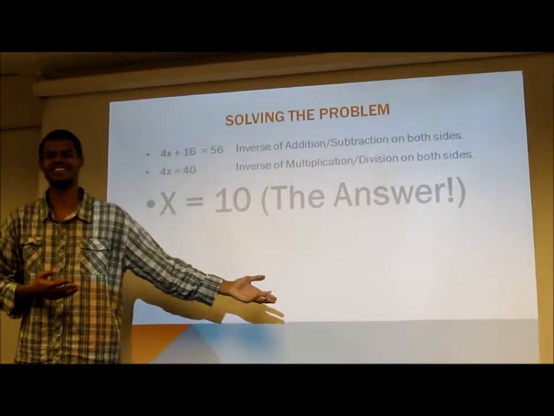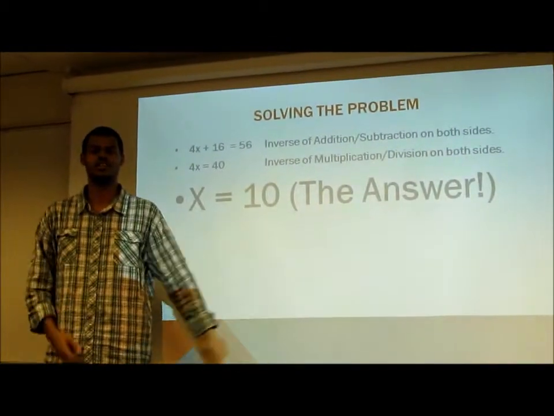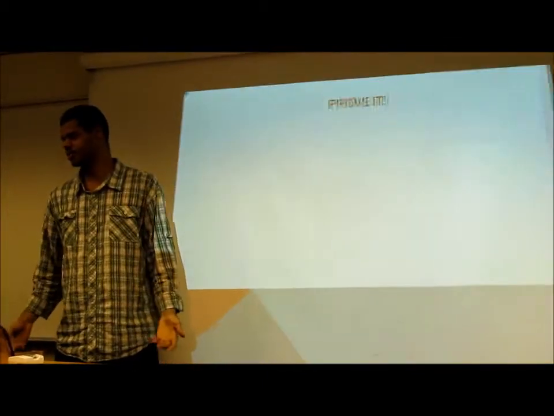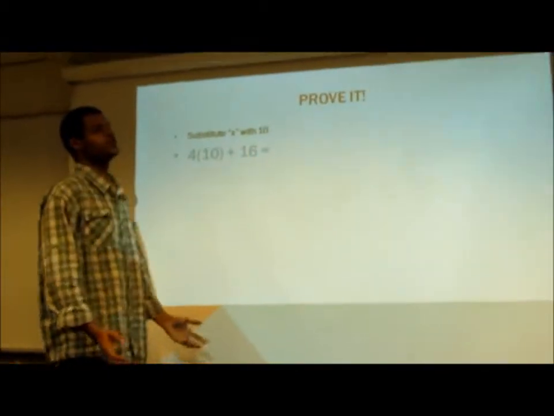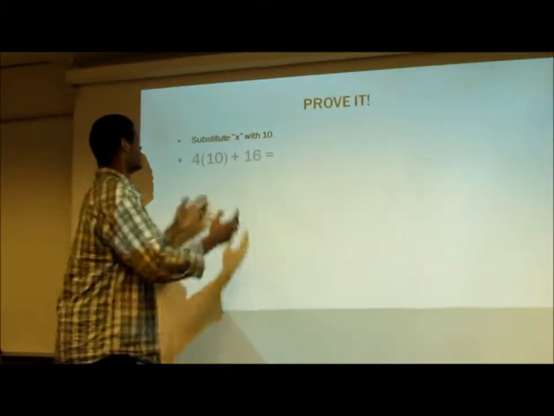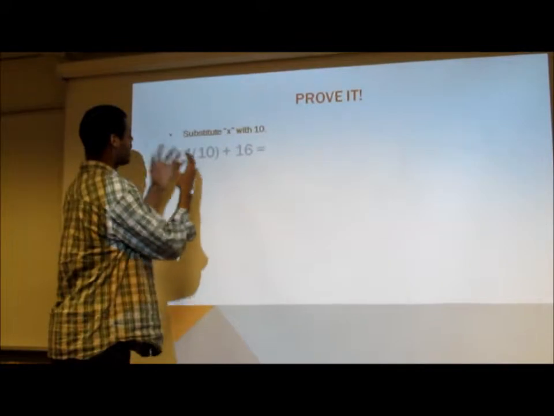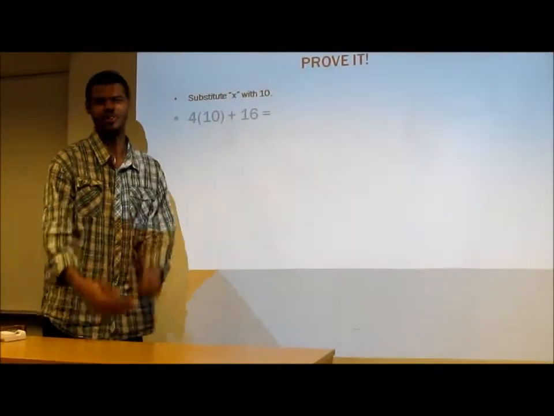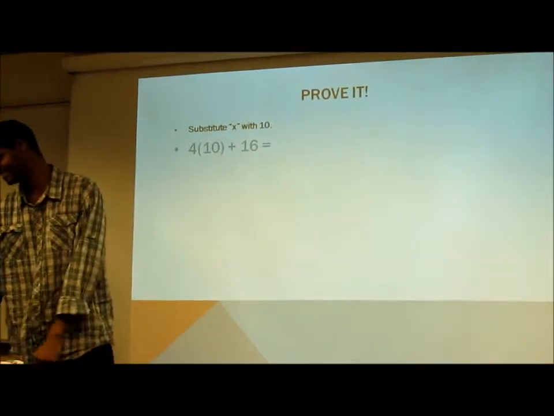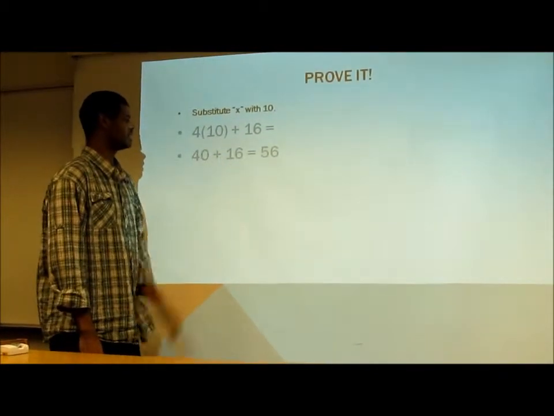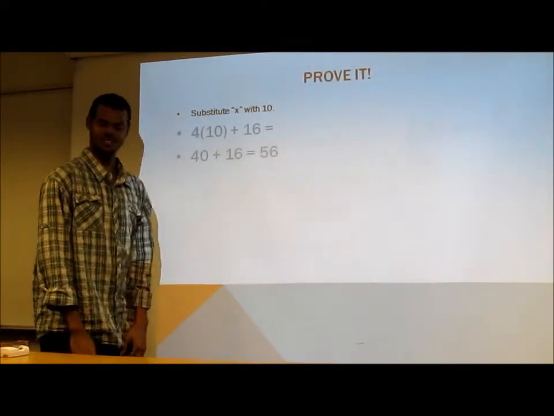Ta-da! That's the answer. What? You don't believe me? So I have to prove it. Okay, what we'll do then is substitute x with 10. 4 times 10 plus 16. Now you use order of operations. 40 plus 16 equals 56.